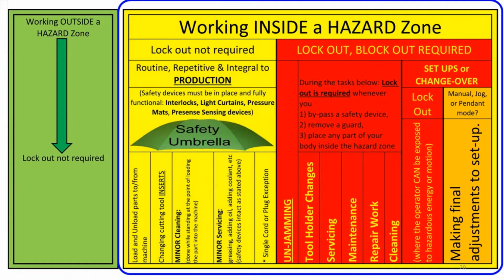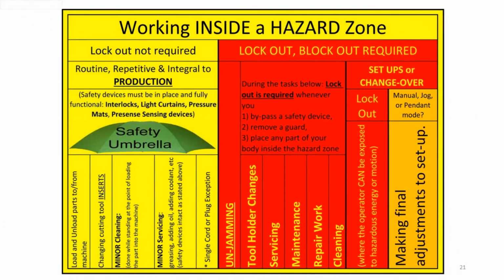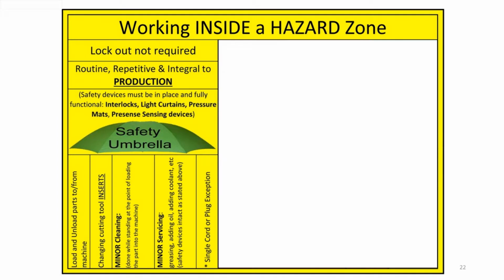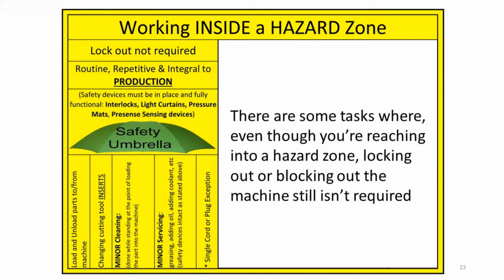Since we're not concerned about the green part of this chart, let's focus on the area inside this blue box. And there we go. First, let's look at the left side of this chart. There are some tasks where even though you're reaching into a hazard zone, locking out or blocking out the machine still isn't required.